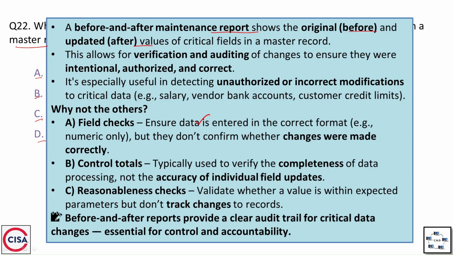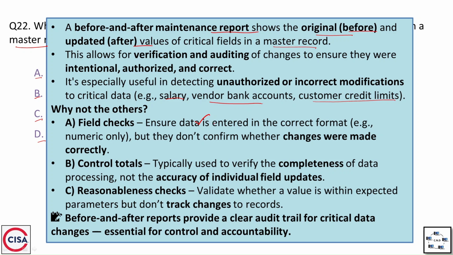So a before and after maintenance report shows the original, that is before, and updated, that is later, that is after values of critical fields in master record. This allows for verification and auditing of changes to ensure they were intentional, authorized, and correct. It's especially useful in detecting unauthorized or incorrect modifications to critical data, for example, salary, vendor bank accounts, customer credit limits. Why not the others?